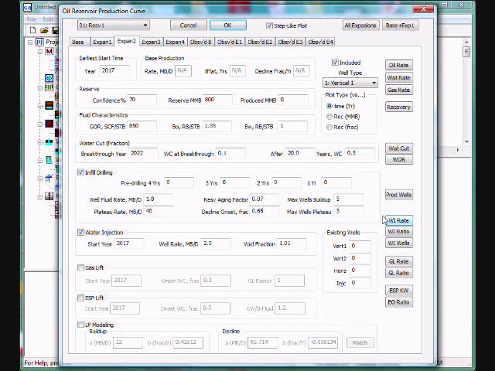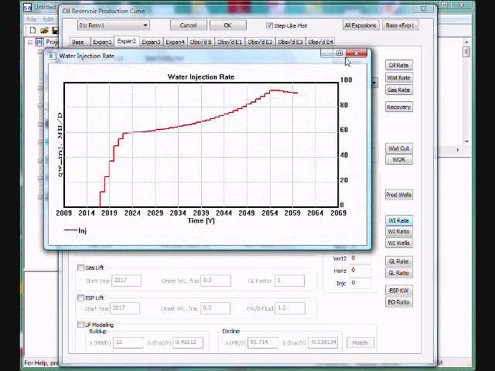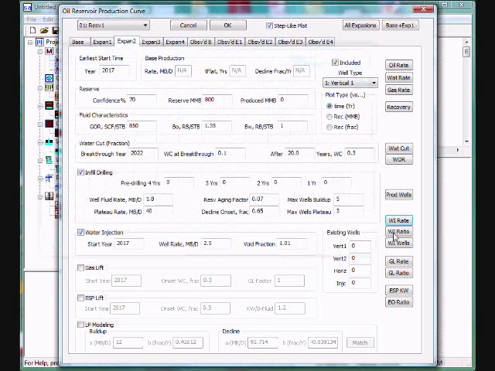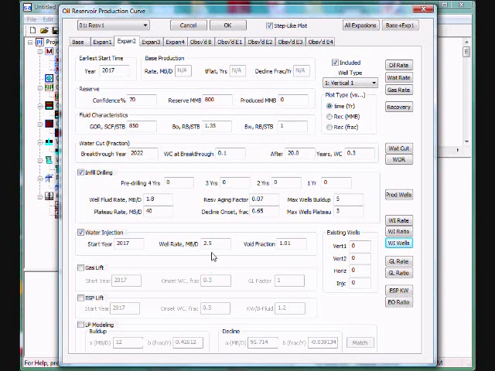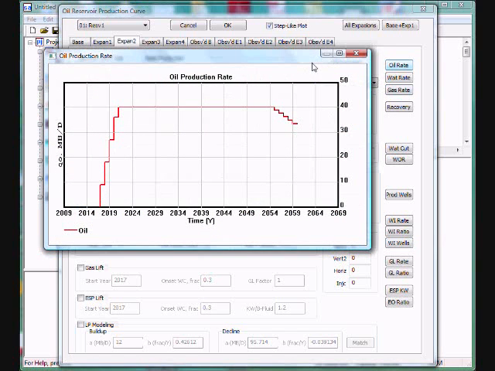For example, for these characteristics, we will see what the water injection rate is going to look like, what is going to be the number of wells, injector wells, that are defined by that water injection scheme. We can see the oil rate defined here.